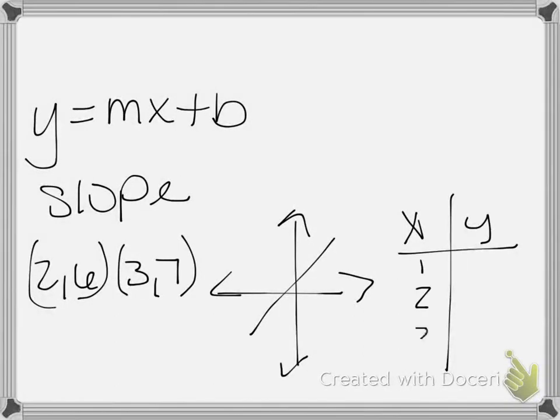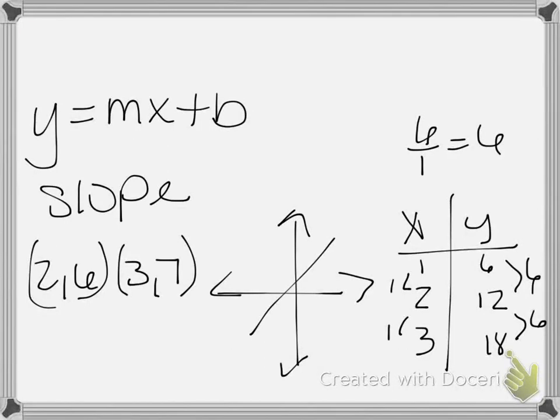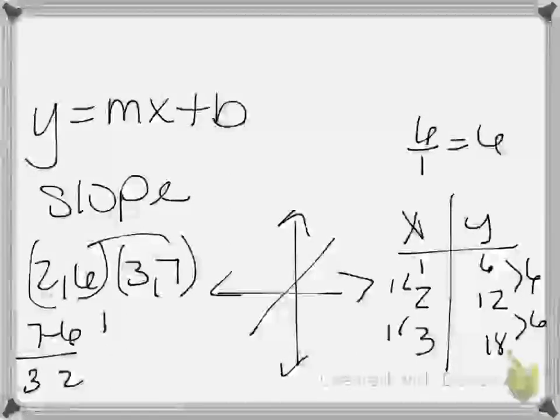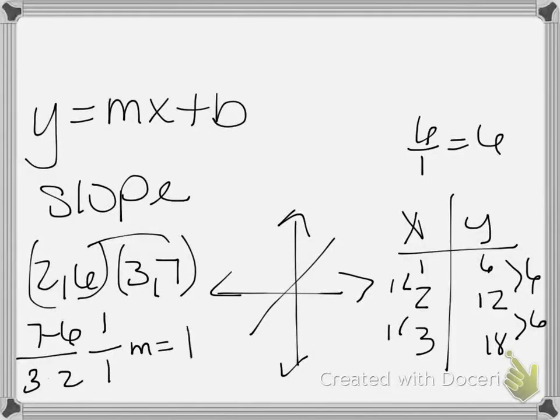So for instance, if this was your table, my slope here would be 6. This is going up 6 every time, and this is going up 1. So the slope here would be 6 over 1, or 6. Alright, so here this would be 7 minus 6, which would be 1, and then 3 over 2, which would be 1. So my slope here would be 1.